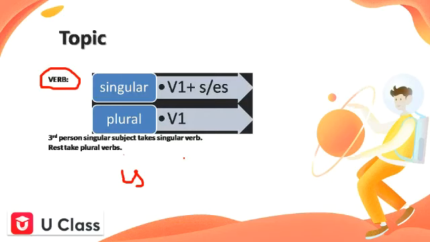Done. It is a simple line. The verbs which have s at the end are singular verbs. That's all you have to write.